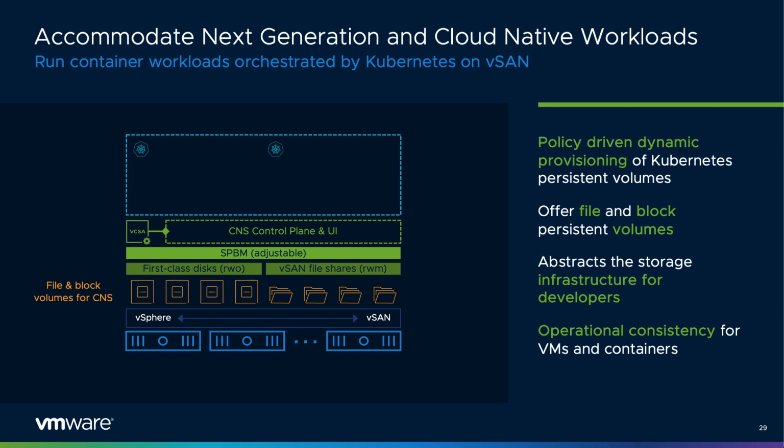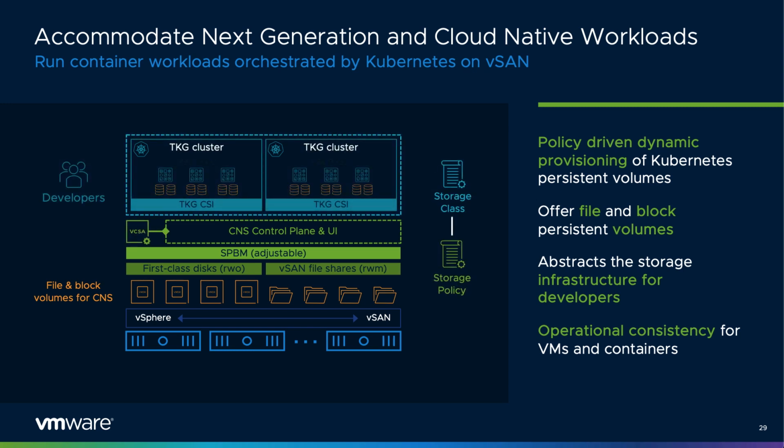vSAN 7 Update 3 provides a rich set of cloud-native storage capabilities. Containers powered by vSphere and vSAN can easily consume persistent storage in two distinct ways. Containers can mount block-based volumes presented directly from vSAN. These first-class disks can be used by a single pod and can be managed directly in the vCenter UI. Containers can also mount NFS file shares served up by vSAN file services. These read-write-many volumes can be mounted from several pods and also managed directly in the vCenter UI.